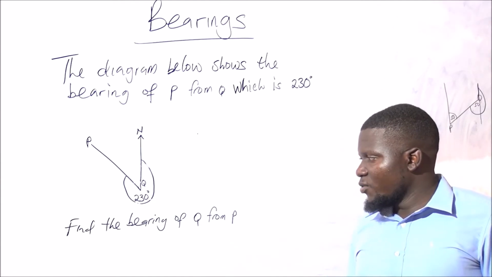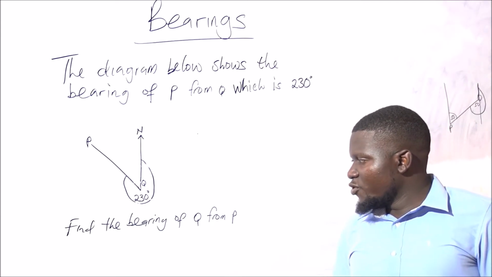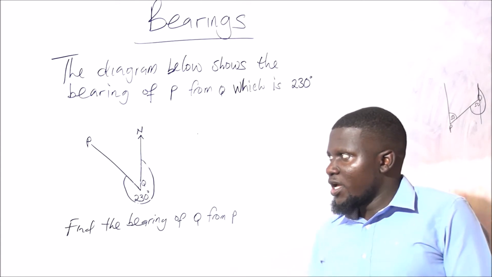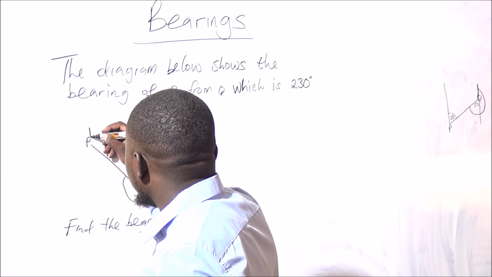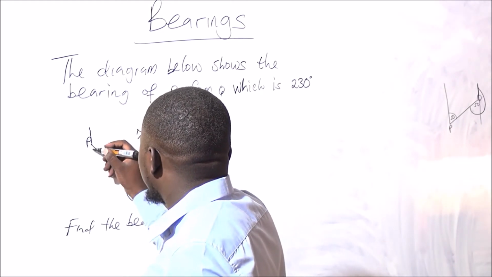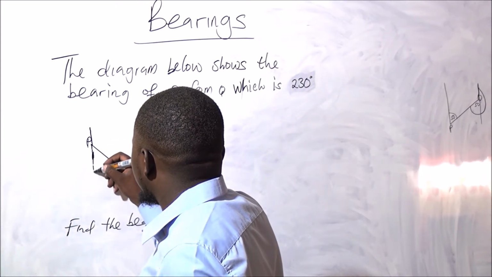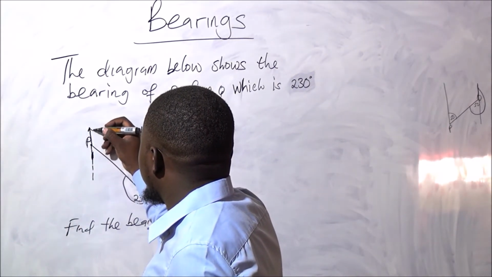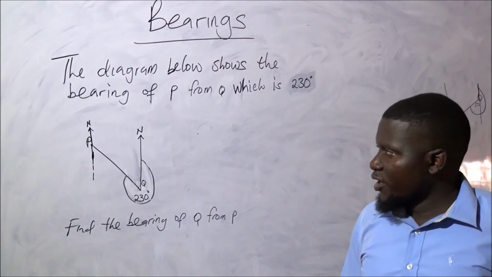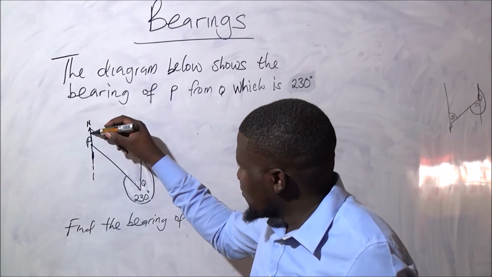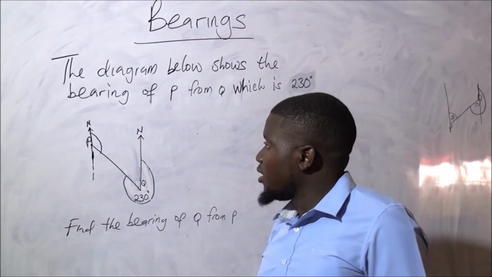But before we answer this question, there will be need for us to draw the point of reference, which is the North Pole at P. So you do this. So this is my main point, North Pole here. And the angle they're asking me to find is this point here. From this is my north at P here. This is the angle that I have to find.